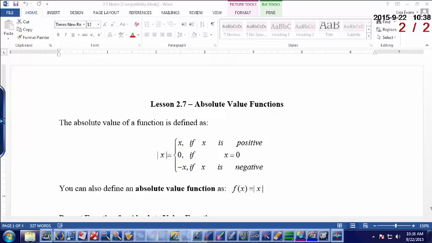Hello, today is lesson 2.7. We are beginning Unit C. Today we're going to graph absolute value functions, and the next couple days we're going to graph quadratic functions.